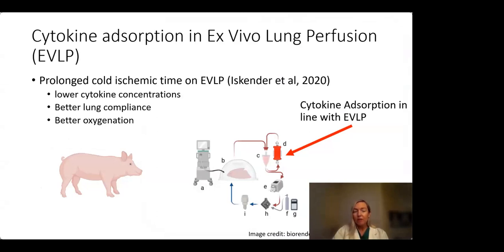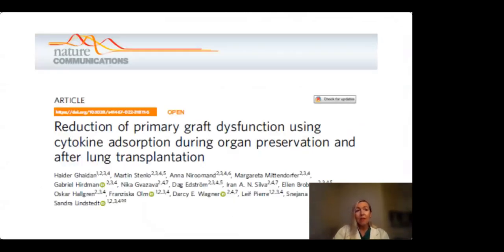Cytokine absorption has also been tried before, placed in line with ex vivo lung perfusion, in the hope of increasing tolerance of prolonged ischemic time. Donor lungs with prolonged ischemic time treated with cytokine absorption actually showed better lung compliance and oxygenation compared to control animals. So in the present study, we set out to explore if cytokine absorption could improve damaged donor lungs and improve outcome after transplantation.